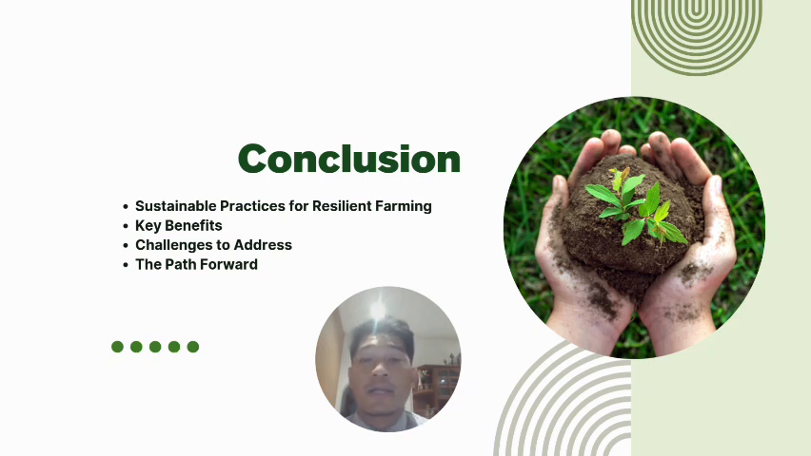In conclusion, sustainable practices for resilient farming such as conservation tillage, cover crops and green manures are crucial tools for achieving sustainable and eco-friendly agriculture. Key benefits. These practices collectively enhance soil health, reduce erosion, conserve water, and increase biodiversity while minimizing input costs and promoting long-term productivity. Next is challenge to address.